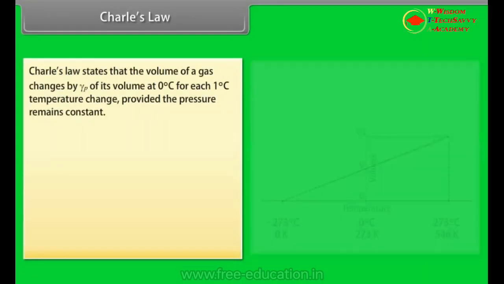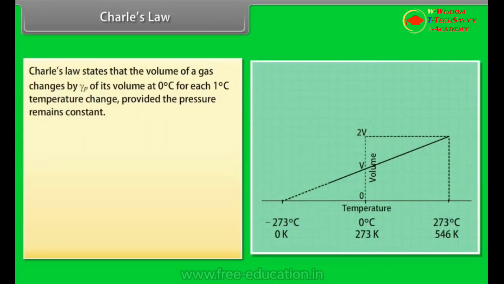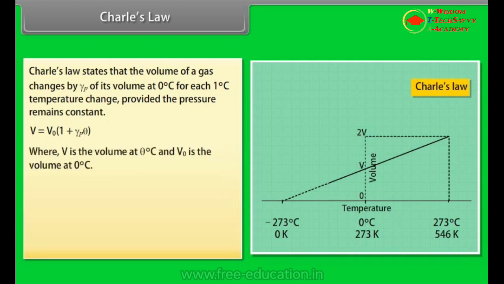Charles' law. Charles' law states that the volume of a gas changes by gamma_P of its volume at 0 degrees centigrade for each 1 degree centigrade temperature change, provided the pressure remains constant. V = V0(1 + gamma_P theta), where V is the volume at theta degrees Celsius and V0 is the volume at 0 degrees centigrade. The above relation can be written as V = V0(1 + theta/273).